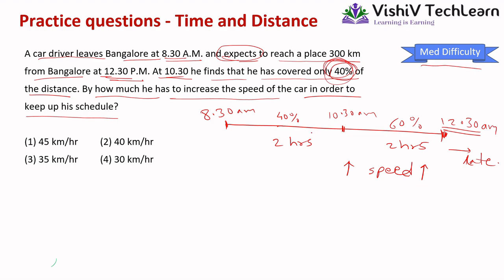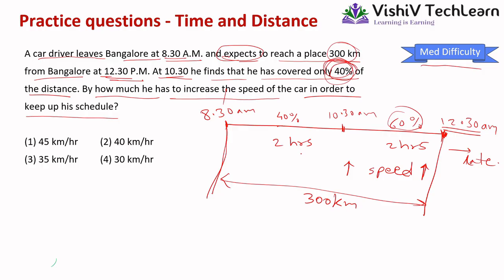Now what we have to find out is, from 10:30 till 12:30, or for the remaining 60% of the distance, how much the speed will be, or how much he has to increase. So to find out the increase in the speed, we have to first find out how much the speed should be. Now what is given? The distance between these two points is already given, which is 300 kilometers. So this is 300 kilometers, correct?